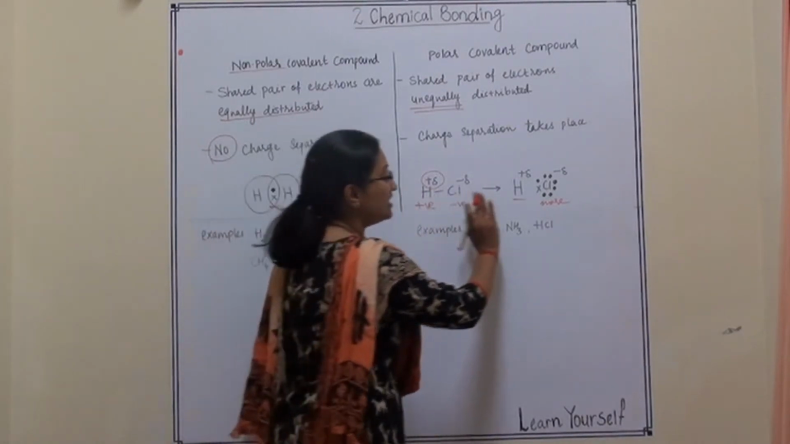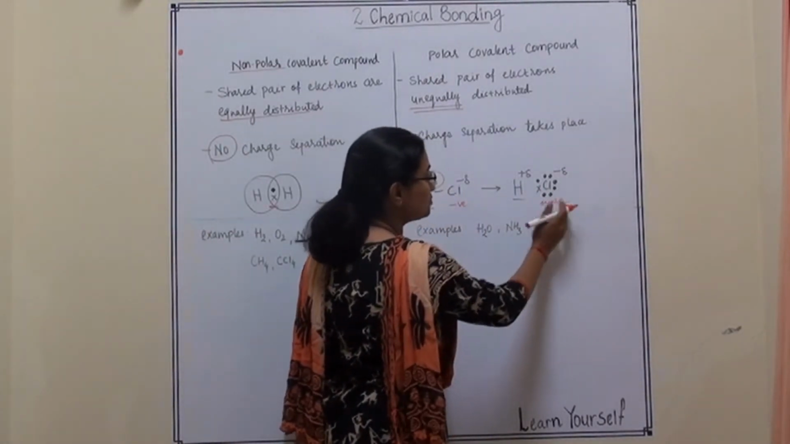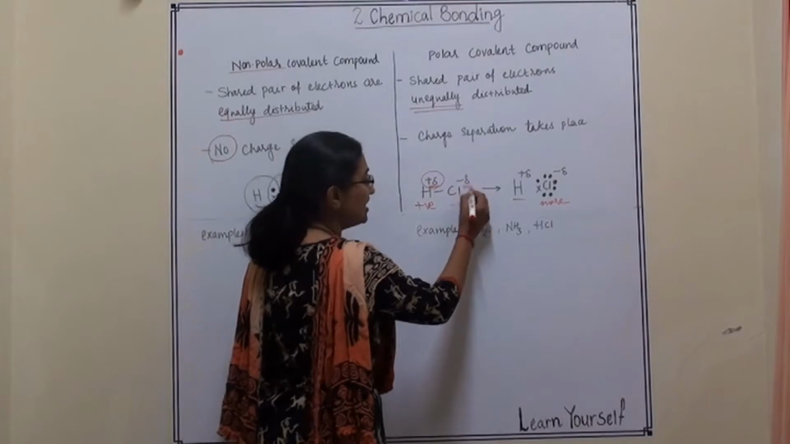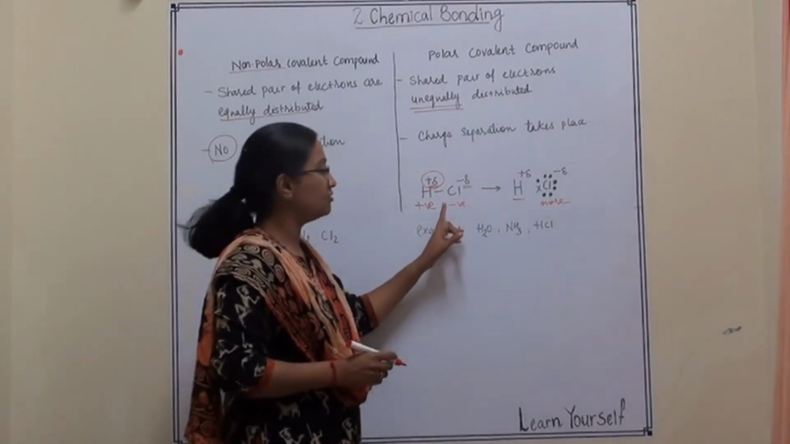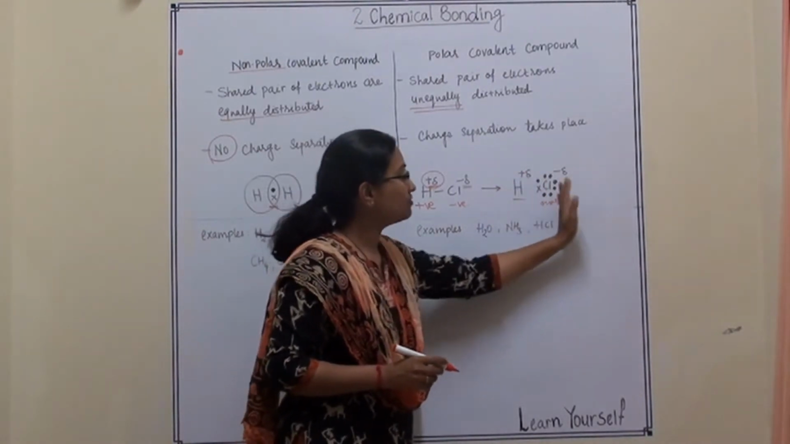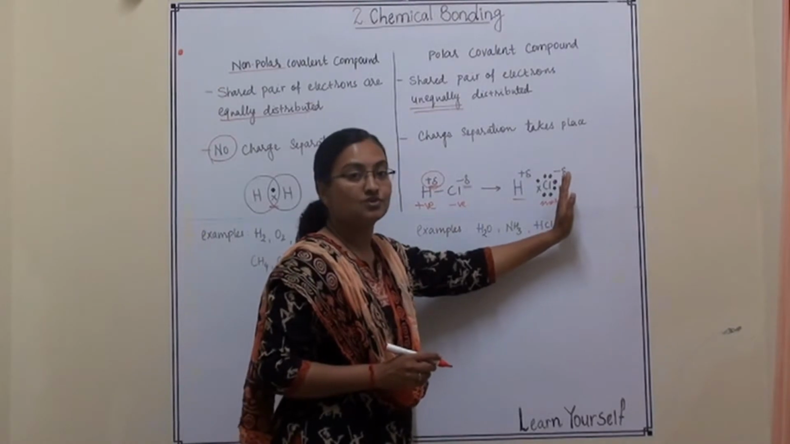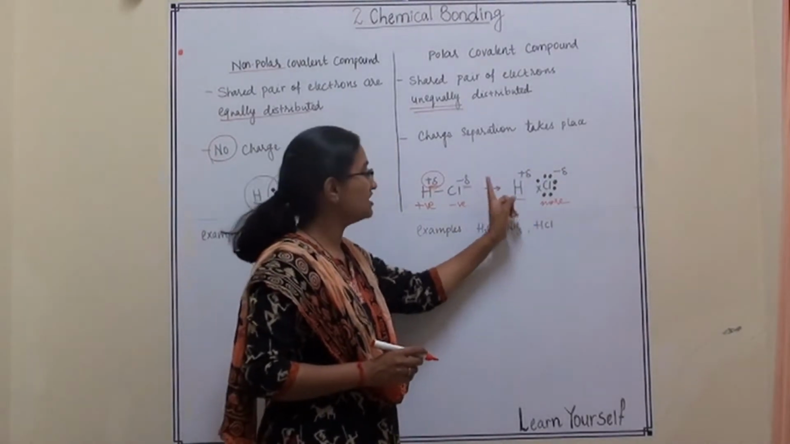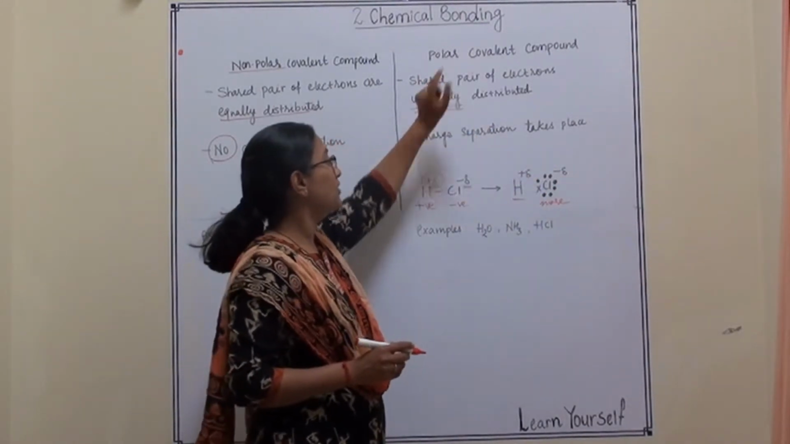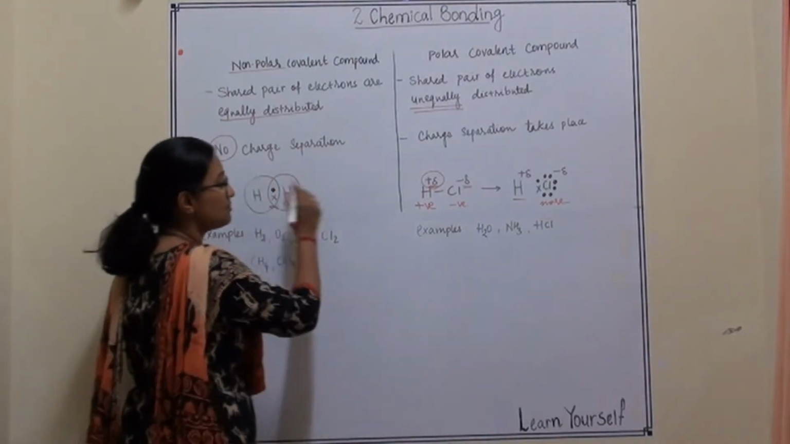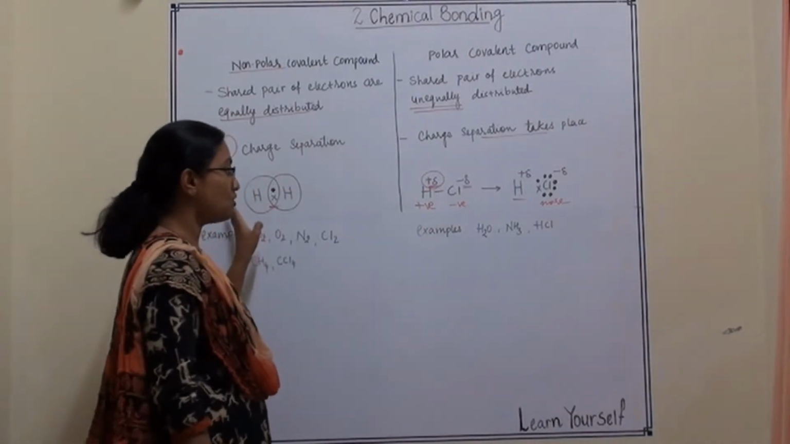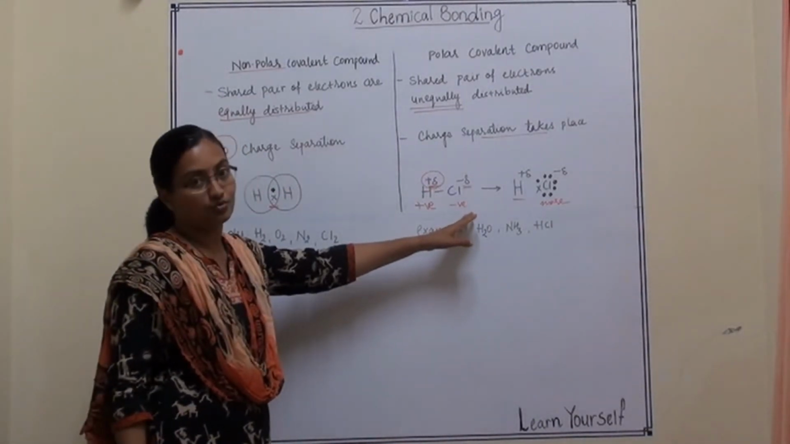So when the electrons are slightly shifted towards chlorine, on hydrogen a slight positive charge will be generated, and on chlorine a slight negative charge will be generated. If you see it, it will look like this: all electrons are a little bit shifted towards chlorine and not towards the hydrogen. That's why partial charge formation will take place in a polar covalent compound. So here no charge separation, and here charge separation takes place. This is the basic difference between non-polar covalent compound and polar covalent compound.